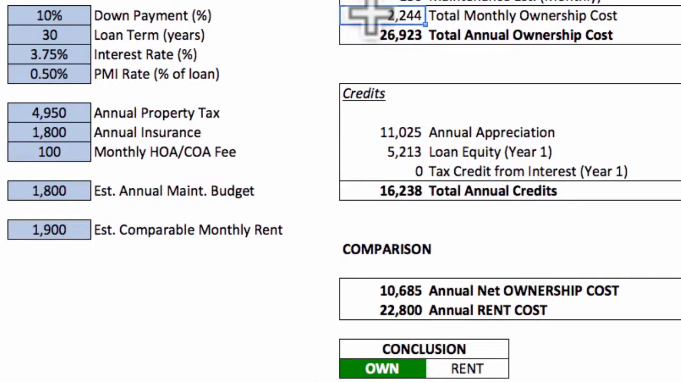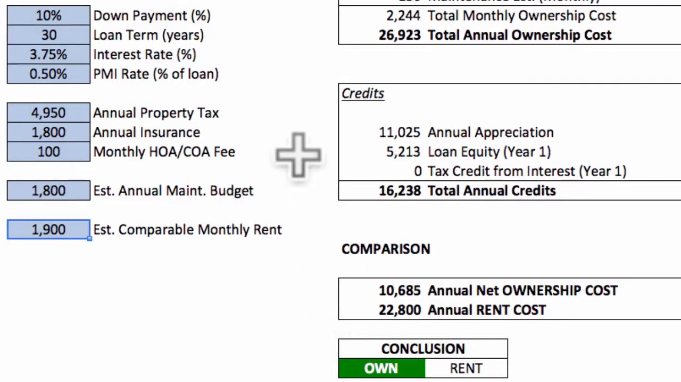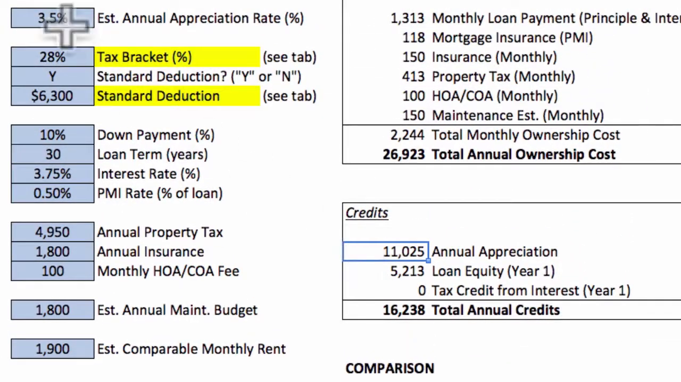So it costs us $2,250 to own the house, and we can rent it for $1,900 per month. Yet our financial conclusion said it made more sense to own the house, even though here it's showing that it's $350 more per month to own the house. And that's because we're going to give us some credits here. So one of the big credits that offset the cost of ownership is our appreciation rate. In this case, because we put in over here the appreciation rate of 3.5%, it means that that house goes up about $11,000 in value just that first year.